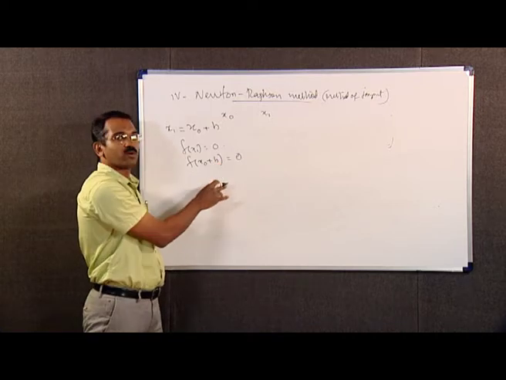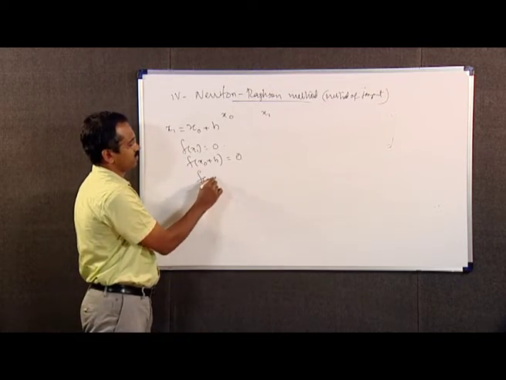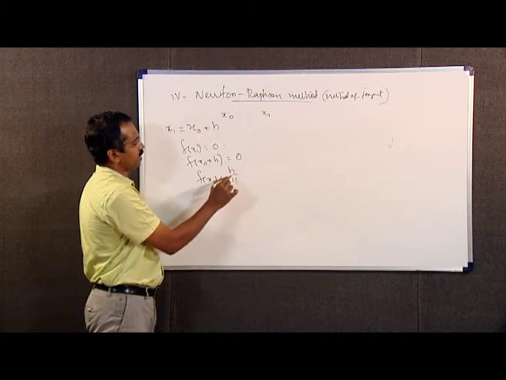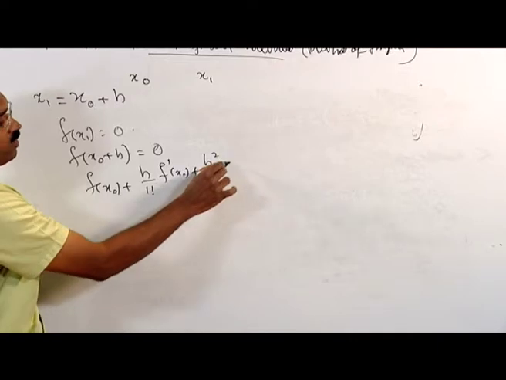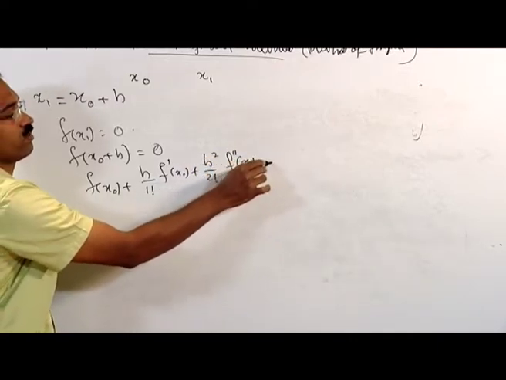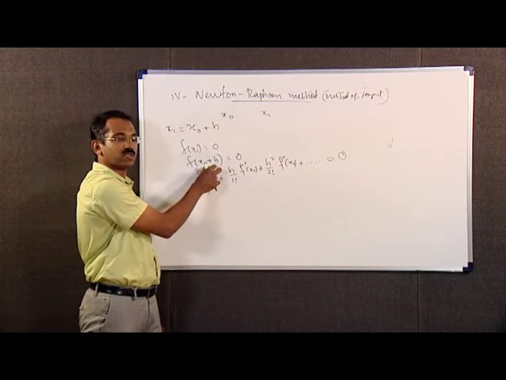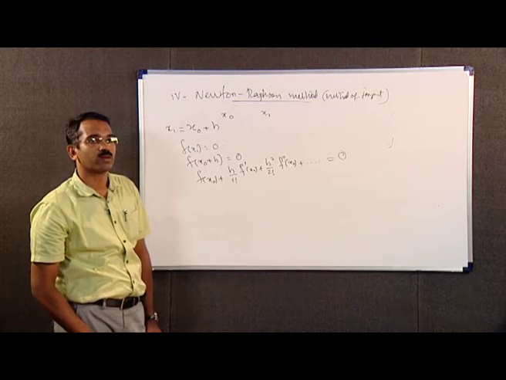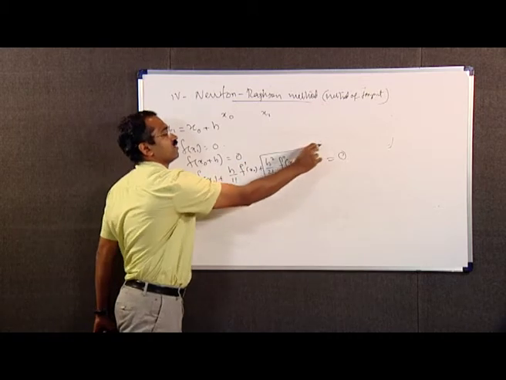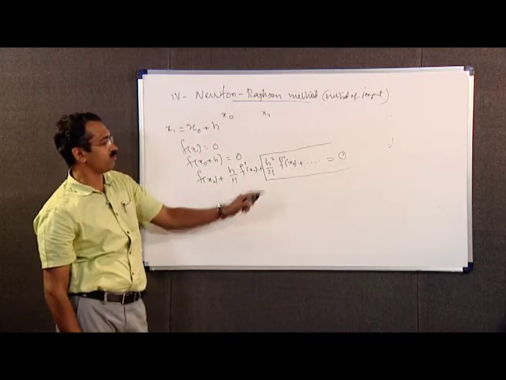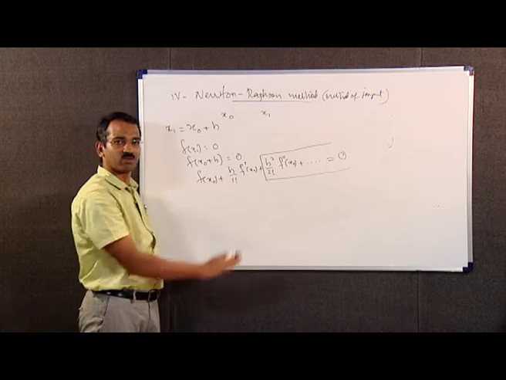By using Taylor's formula, we can write this as f of x naught plus h by 1 factorial into f dash at x naught plus h square by 2 factorial into f double dash at x naught plus etc. is equal to 0. By using Taylor's theorem, we can expand the left hand side like this. Since h is very small, we can neglect the second and higher powers of h, which tend to 0, because h is a very small number less than 1.